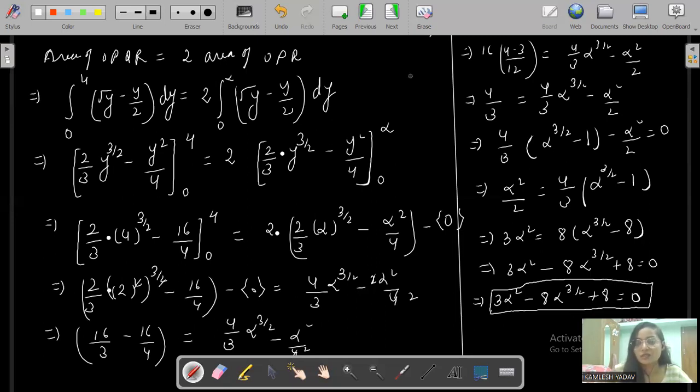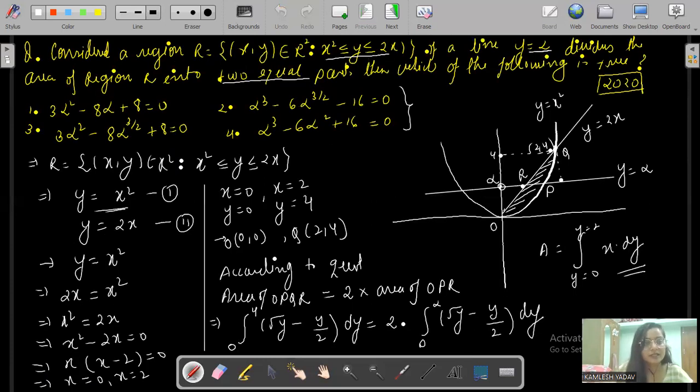Now we see which is the correct option in the question. Here we can see the third option is the correct answer of this question.